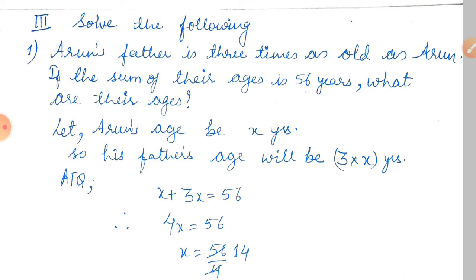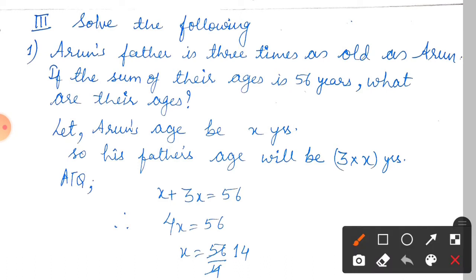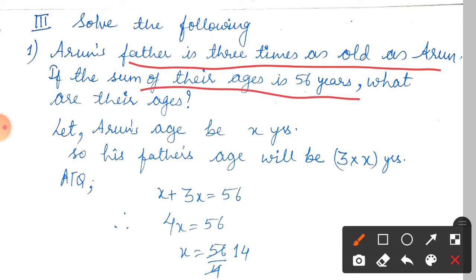Now in question number 3, let us solve the following. First we have to understand the question, frame the equation and then solve it. The question is, Arun's father is 3 times as old as Arun. That means if Arun is 1 year old, his father will be 3 times, that is 3 multiplied by 1. We have to keep this in mind. The second condition is, once we add their ages, the sum is 56. What are their ages?